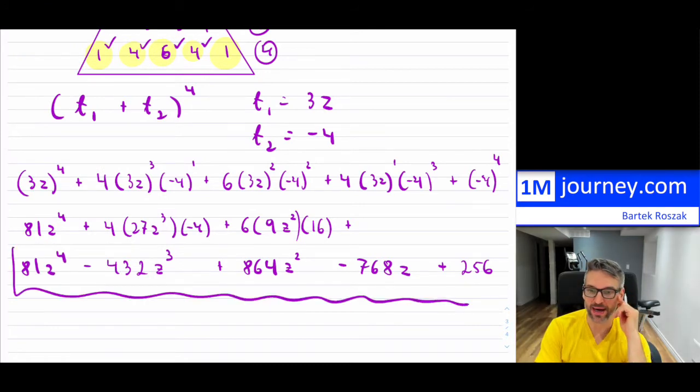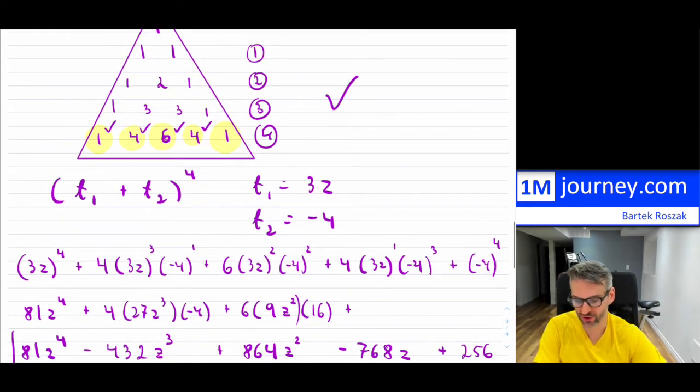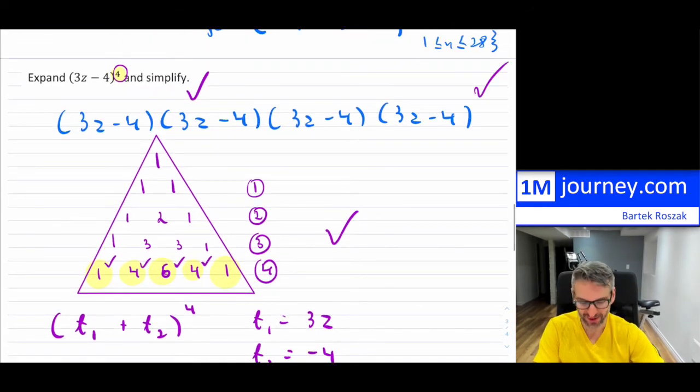All right, so welcome back. So here you go. You can kind of double check for yourself. So notice z to the 4th, z cubed, z squared, z, and then nothing. And there you have it. Okay, so that's expanded and simplified using this. If you had to do it this way, it would take you a long, long time.